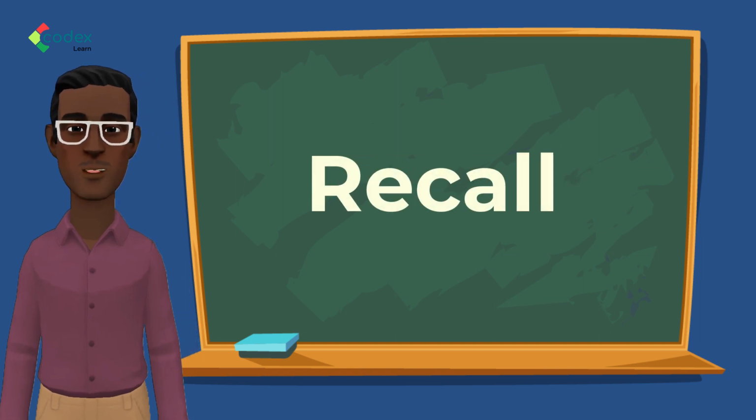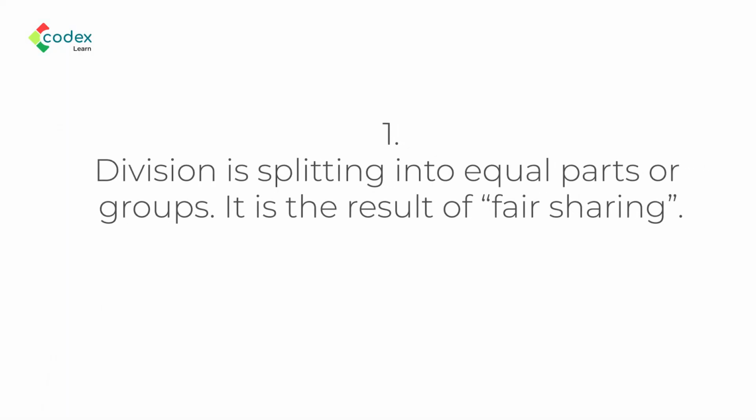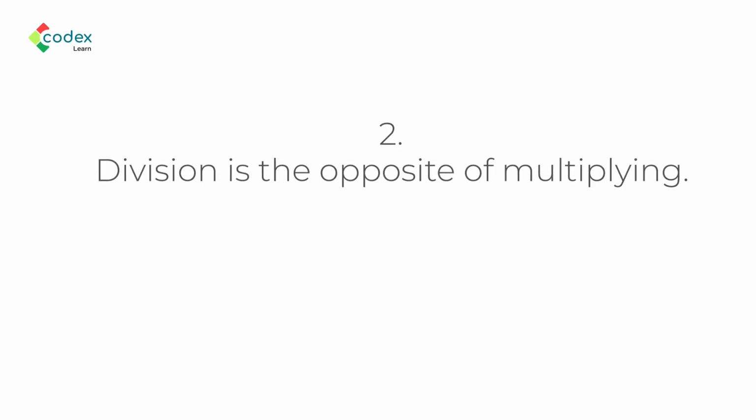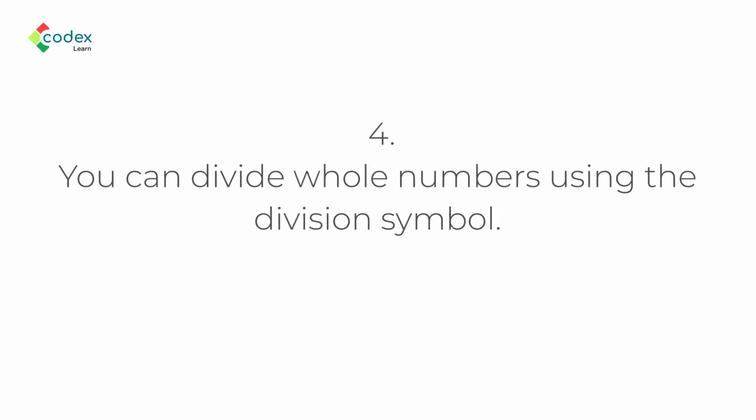Now, let us remind ourselves about some of the things we have learned. 1. Division is splitting into equal parts or groups. It is a result of fair sharing. 2. Division is the opposite of multiplying. 3. We use the division symbol or sometimes the slash symbol to mean divide. 4. You can divide whole numbers using the division symbol.